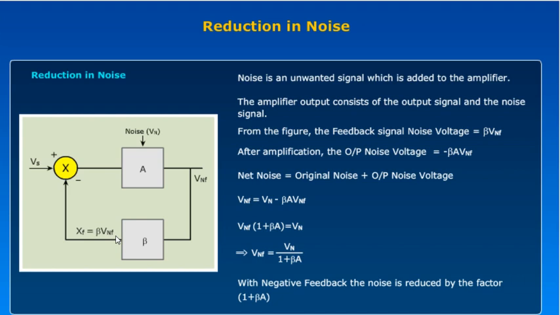So the noise signal NF is equal to N by 1 plus beta A. Here N is the noise of the basic amplifier without feedback, and NF is the noise in the feedback amplifier. With negative feedback, the noise is reduced by a factor of 1 plus beta A.